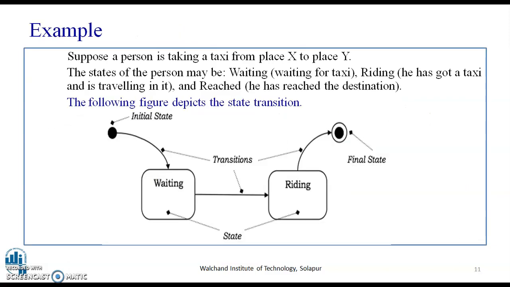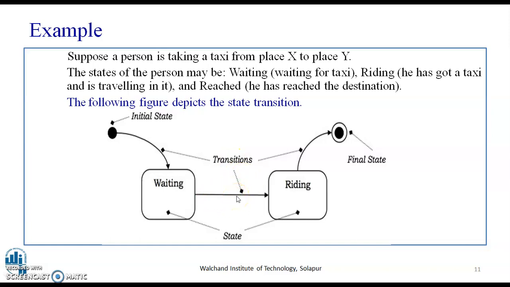Now, consider the example over here, which is a person taking a taxi from place X to place Y. The states of a person may be waiting, that is waiting for a taxi, riding, he has got a taxi and is traveling in it, and finally reached, that is he has reached the destination. The following figure depicts the state transition. So for the taxi he may be waiting, and then once he has got it, he may be sitting in it and riding. So riding and waiting are two states, and the initial state and the final state are shown by the defined symbols, and the transition is over here.